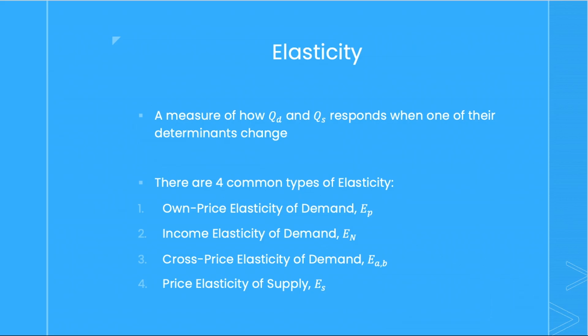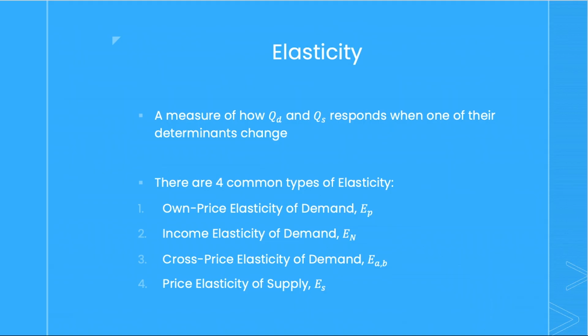So as I mentioned before, there's 4 main types of elasticity that you're going to learn about in introductory macro and microeconomics. Basically, elasticity is a measure of how quantity demanded and quantity supplied respond when one of their determinants change. Now there's 2 determinants, price and income. And that's what we're going to be focusing on for these 4 types of elasticity. The 4 types are as follows.